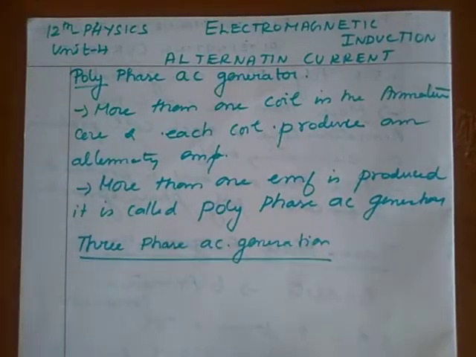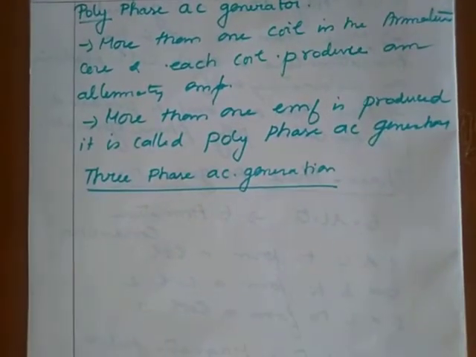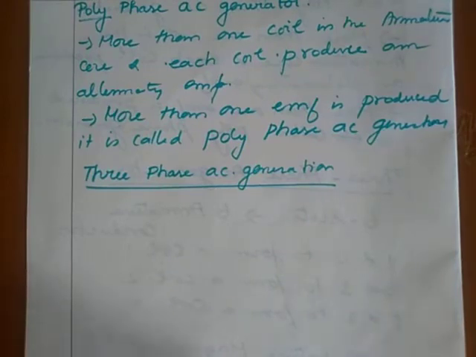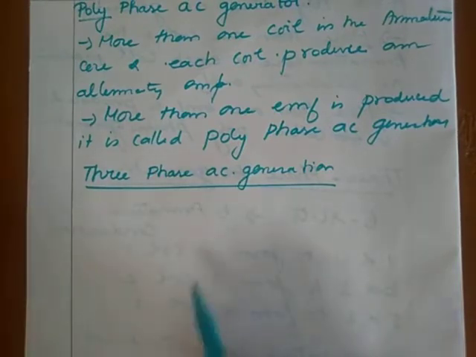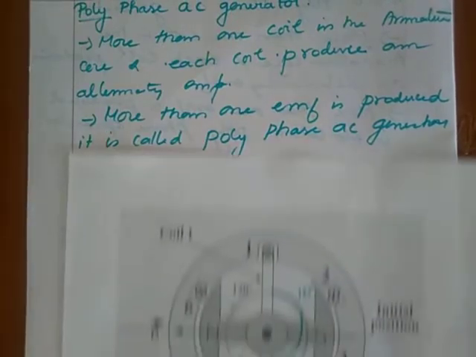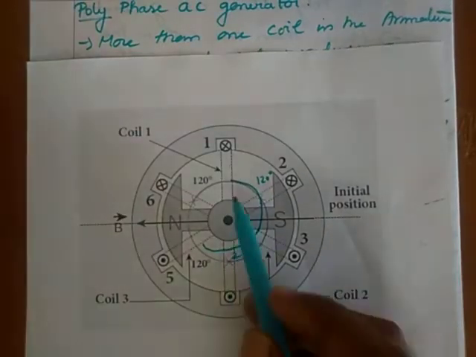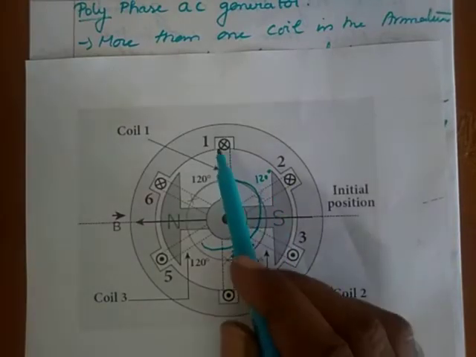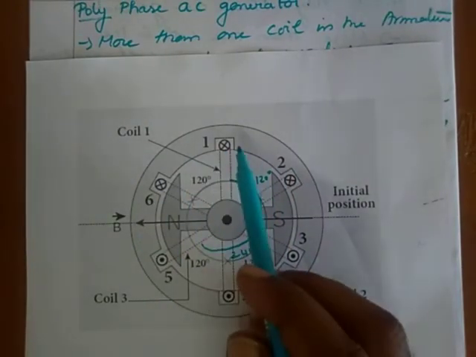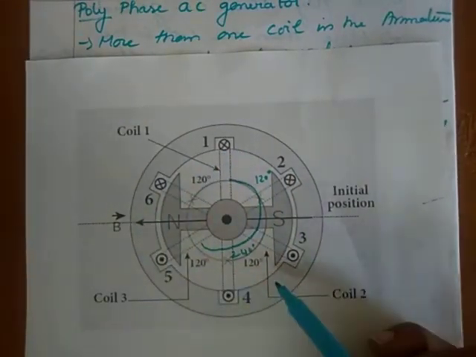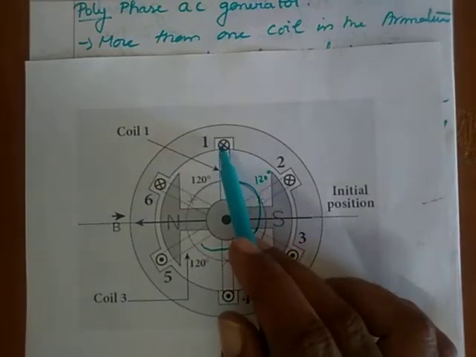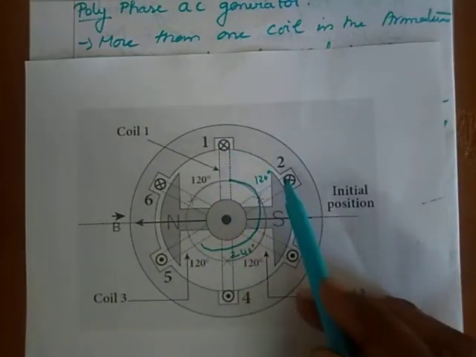Construction wise, it is similar to the single phase AC generator. The only difference is the number of armature windings. This AC generator consists of 6 slots in the armature core, the stator core. There are 6 slots, 1 2 3 4 5 6. Each slot is occupied by an armature conductor. These slots are inclined at an angle of 60 degrees with one another.